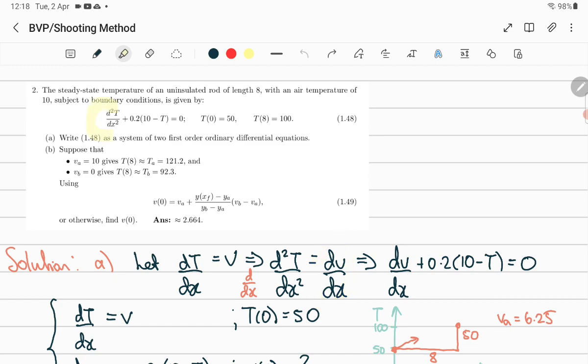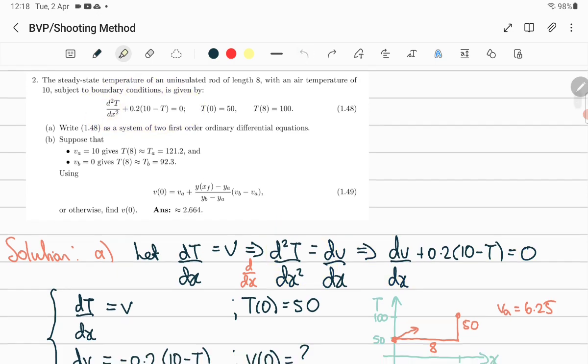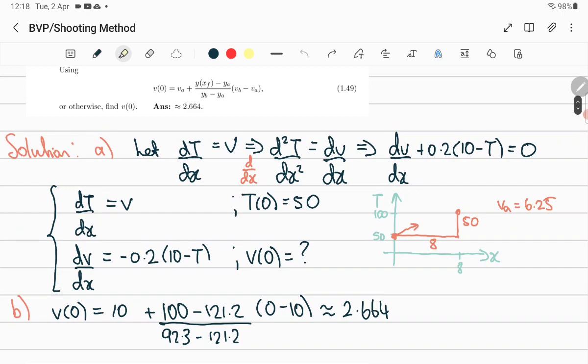So here I had the second derivative, which is equal to dv/dx according to this. So I rewrite this original differential equation with dv/dx. Replace the second derivative with dv/dx, and then it's simply an algebra problem to find dv/dx on its own. And so you present your 2 initial value problems. The derivative of temperature is v, we introduce that, and then essentially the derivative of the derivative, dv/dx, we found here by taking away 0.210 minus T from both sides.